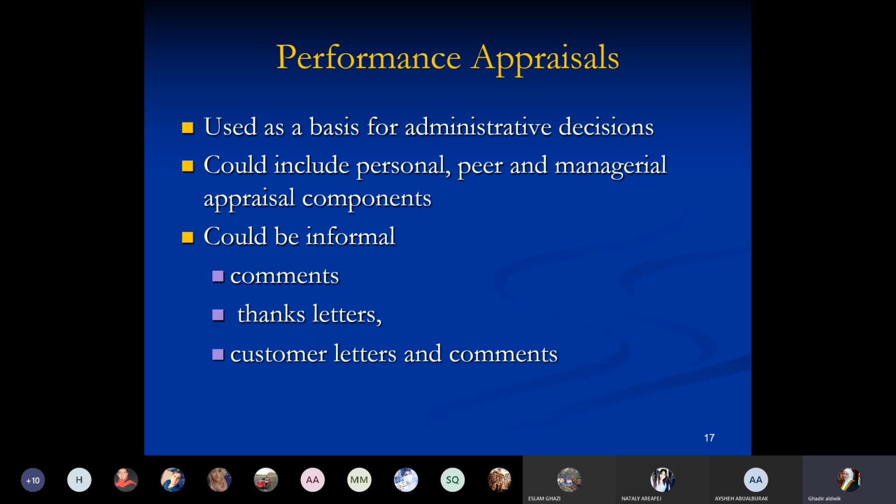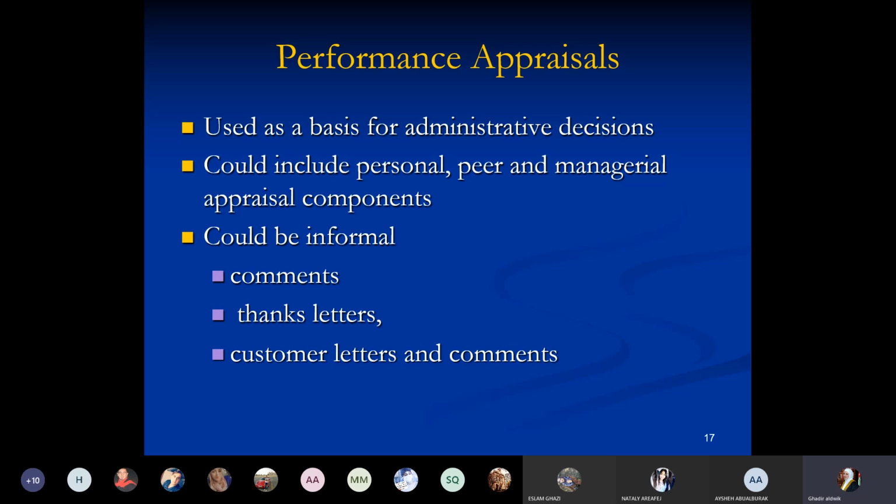Okay. Just a turnover. Administrative decisions, yes, could reduce the turnover rate because, for example, we do recognition and promotion based on the performance appraisal. Now we will discuss different types of performance appraisal tools, for example, personal, peer, and managerial appraisal components.